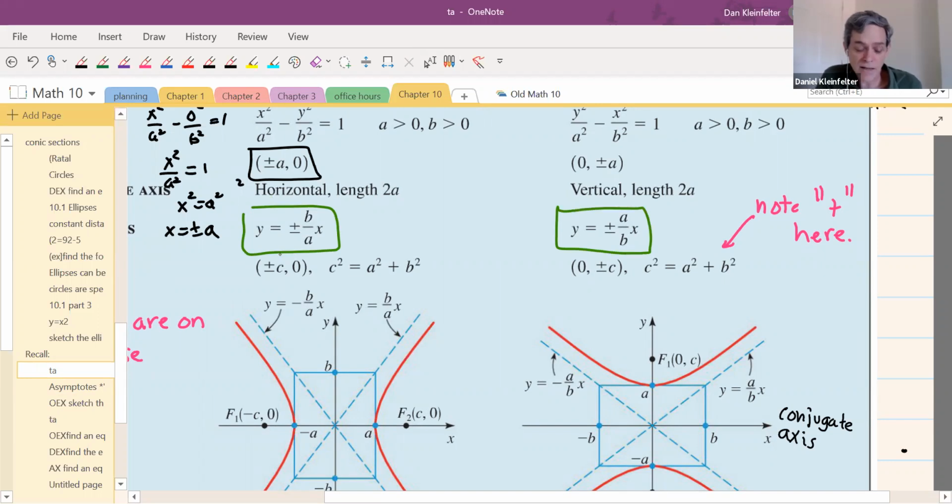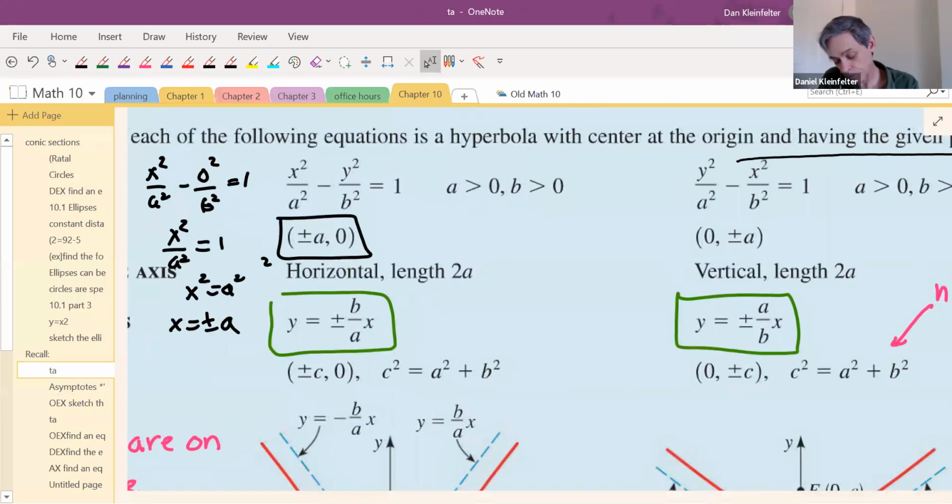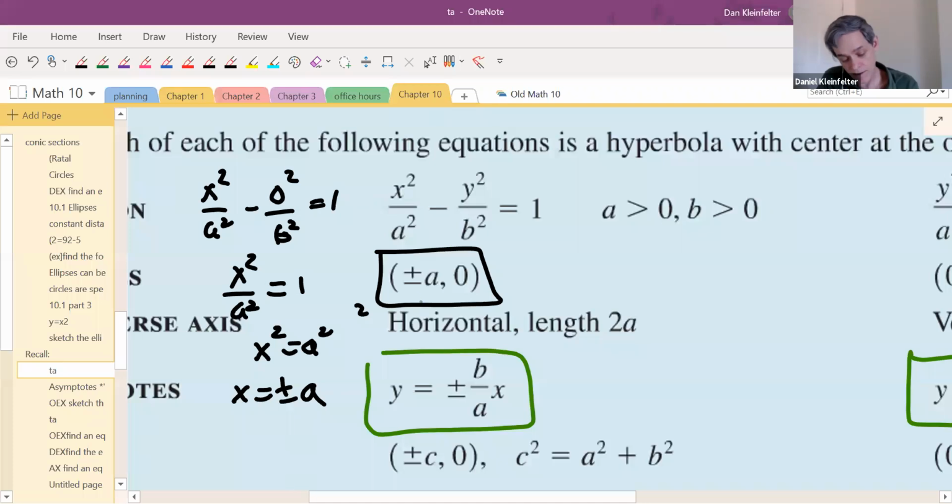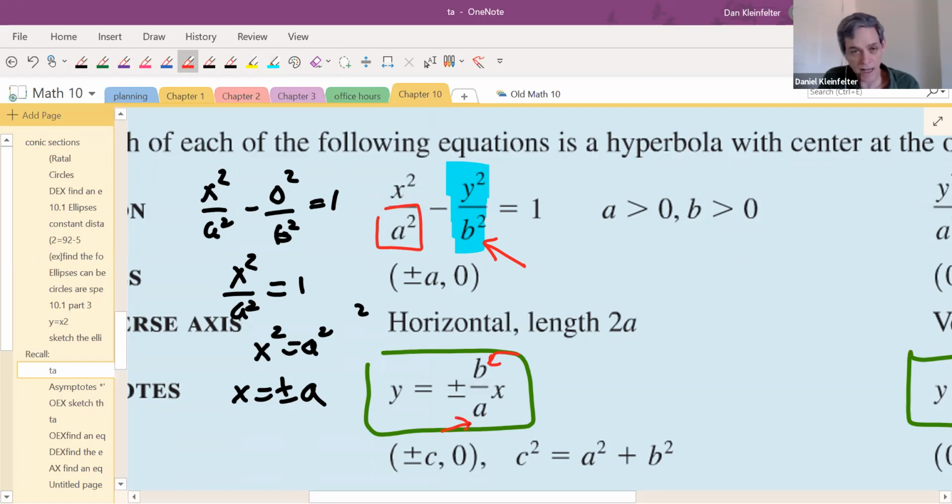The equations for the asymptotes are y equals plus or minus b over a times x, or plus or minus a over b times x. You don't want to sit down and memorize this. I think it's a waste of time. Instead, what you want to know is this. For the first equation, you'll notice that the denominator for y has a b squared in it. Okay, b is on top in the slope. The denominator for x has an a squared in it. Here, the denominator has an a. So it's basically the y number divided by the x number.